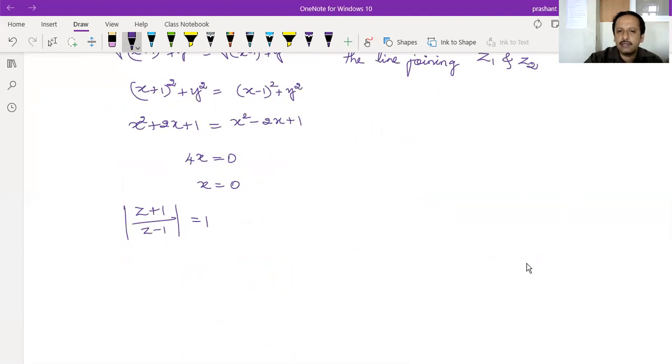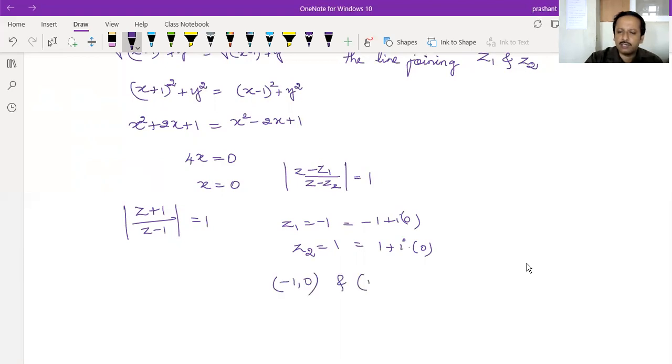If I compare with mod of (Z minus Z1) by (Z minus Z2) equal to 1, I get Z1 equal to minus 1 and Z2 equal to 1. Minus 1 can be written as minus 1 plus i into 0, and 1 can be written as 1 plus i into 0. In terms of ordered pairs, these are the points (minus 1, 0) and (1, 0). So this gives the perpendicular bisector of the line joining (minus 1, 0) and (1, 0). Let me draw the x-axis and y-axis, the coordinate axes.